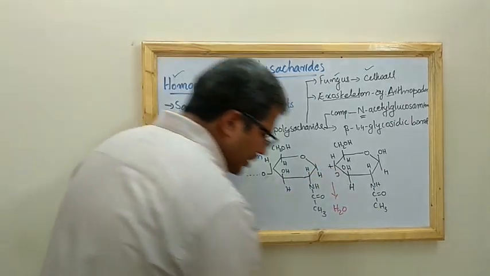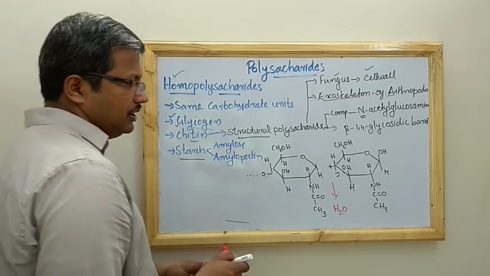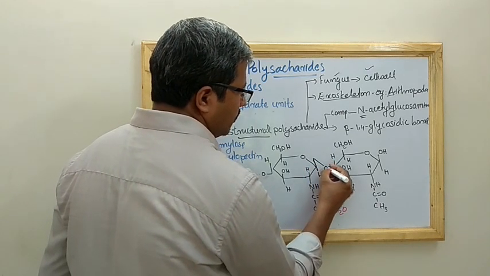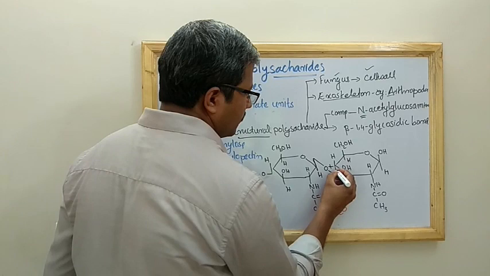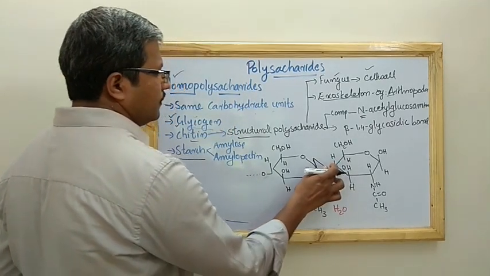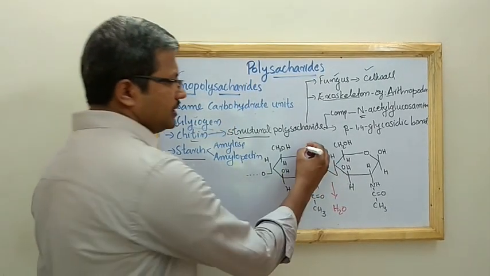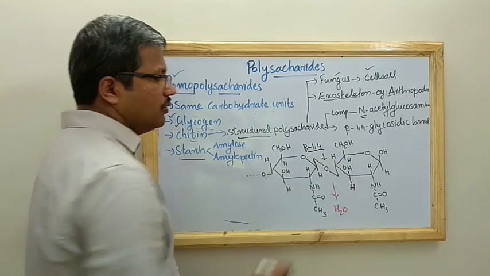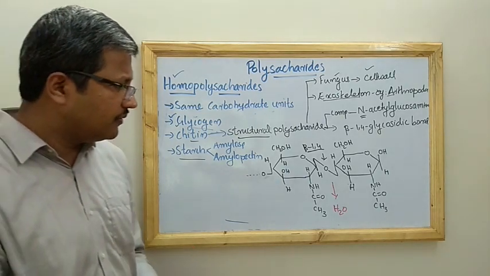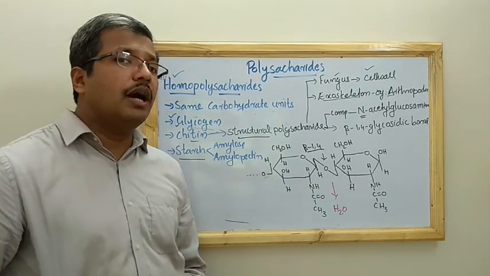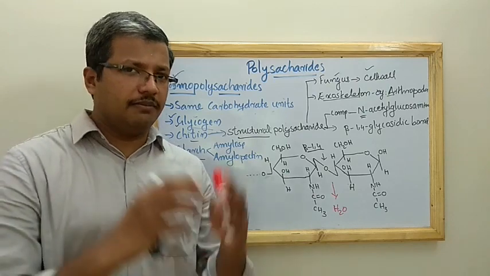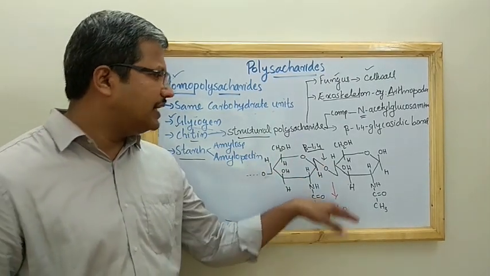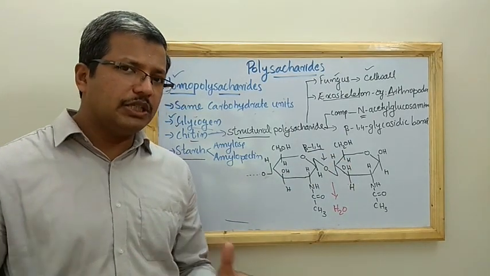So I am just drawing the beta 1,4 glycosidic bond. So this will be O. Okay, so they formed the beta 1,4 glycosidic bond. So this one is beta 1,4 glycosidic bond that is formed as a result of release of water. So you have to keep in mind that we can break all the glycosidic bonds with the help of addition of water. That is known as the hydrolysis.